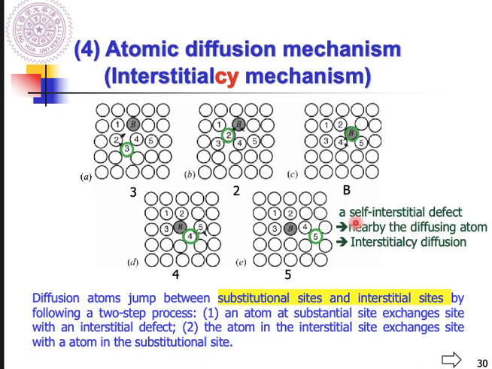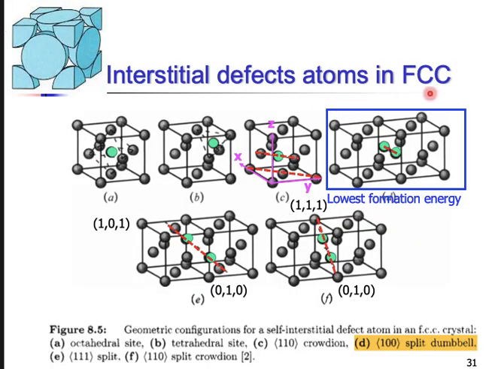Next, I'm going to show you what the self-interstitial defect is, and how many different types of self-interstitial defect we have in our crystal structure. Let's take FCC as an example. There are at least 6 types of interstitial defect in FCC. For A to C, you just directly insert the host atom into the octahedral interstitial site, the tetrahedral interstitial site, or in between these two at the face center.